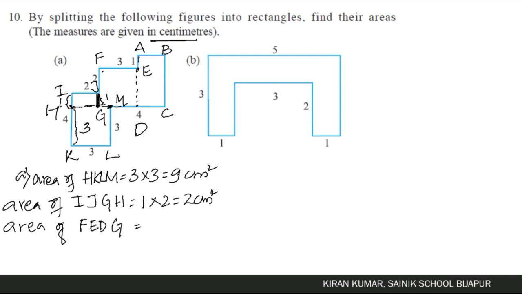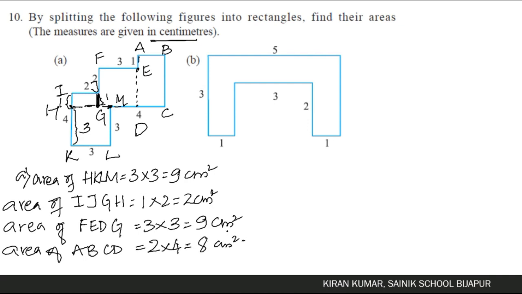FEDG. From ear to ear it's 3, so it becomes a square, so it's 3 times 3, which is 9 centimeters square. Let me take up area of ABCD. Area of ABCD is a rectangle, 2 times 4, which is 8 centimeters square. Therefore, the total area of the figure is 9 added to 2 added to 9 added to 8. It will be 28 centimeters square.